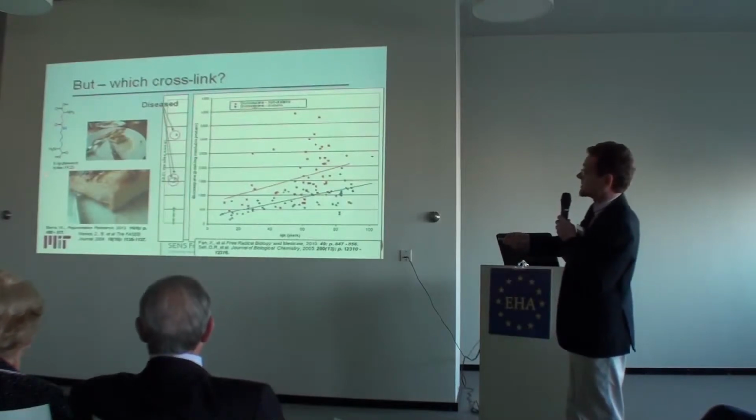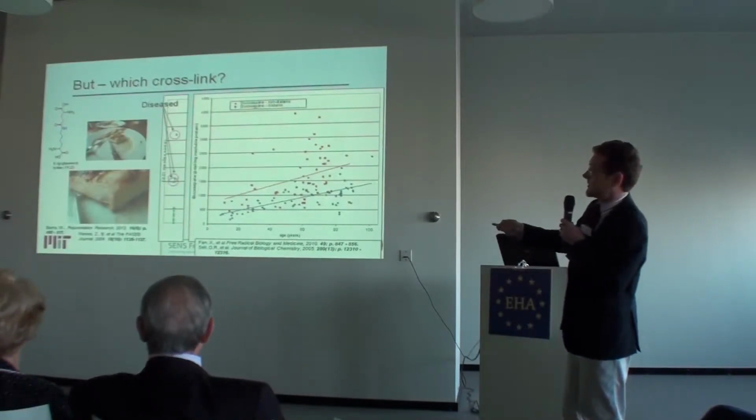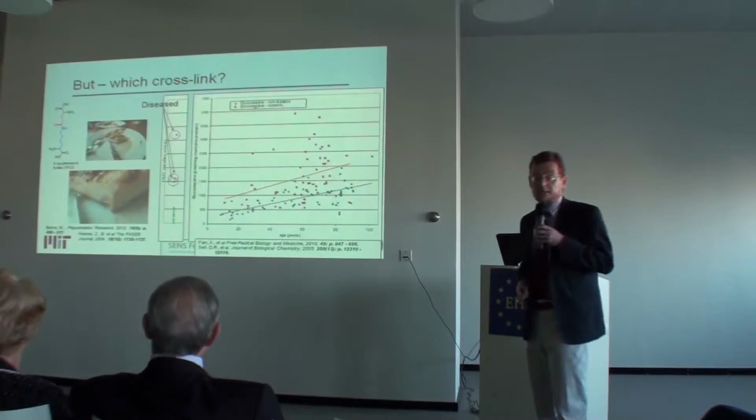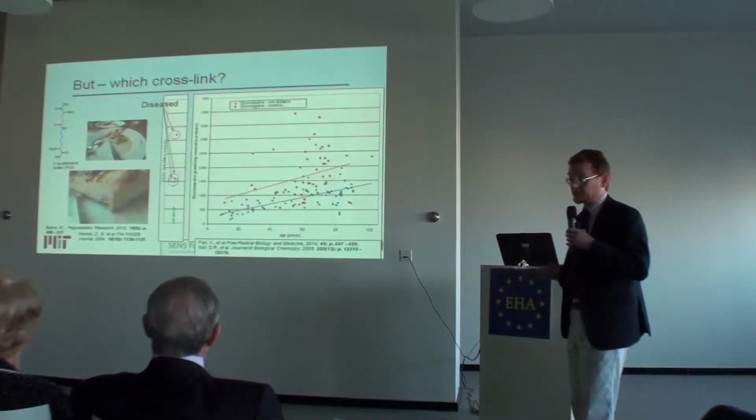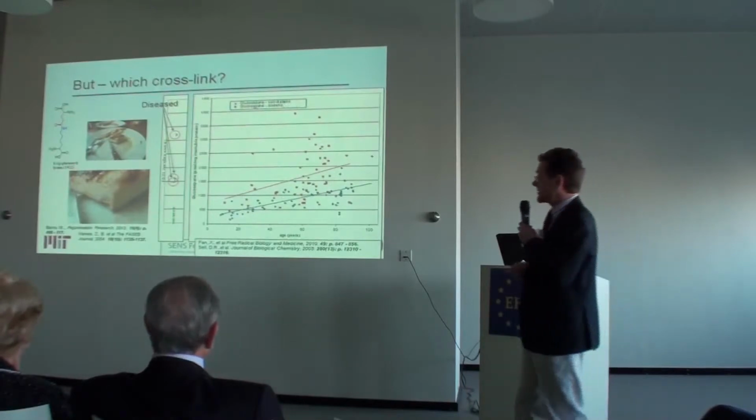This is another sort of cross-link. This is a cross-link formed between a lysine and a glutamine by the enzyme transglutaminase. We all have this. It's greatly upregulated during chronic inflammation.